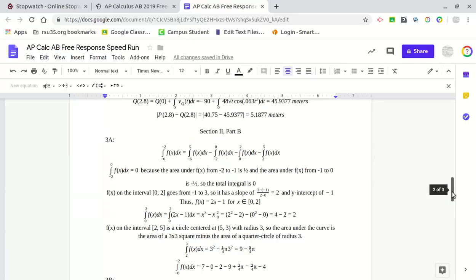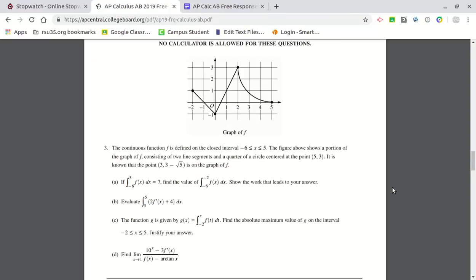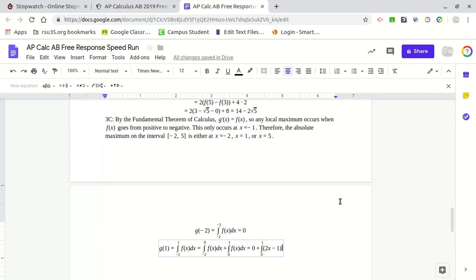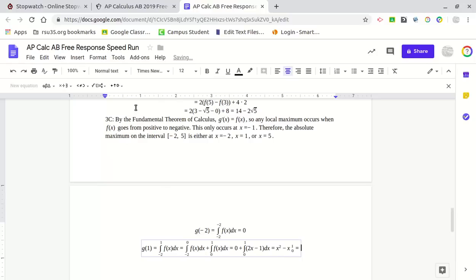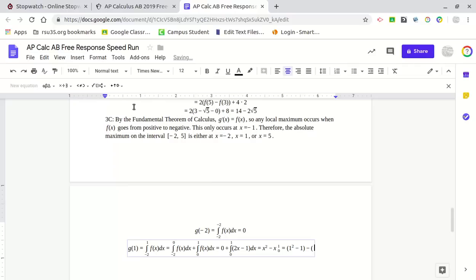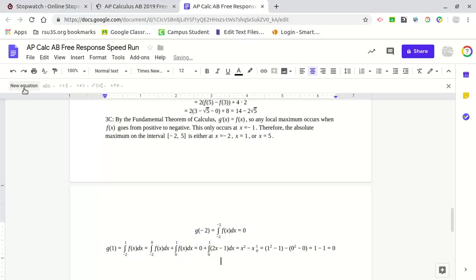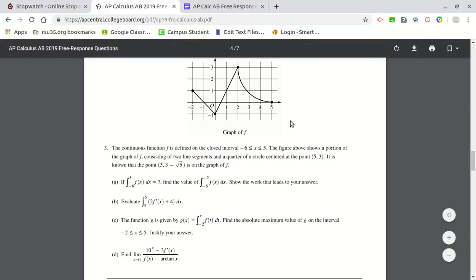So the integral from negative 2 to 0 is 0. And then I think the function I found was 2x minus 1. So that is x squared minus x. I'm going to evaluate this from 0 to 1. So that's 1 squared minus 1, minus 0 squared minus 0. That's 0. The answer is 0, okay. And then g of 5 is not 0, I assume.